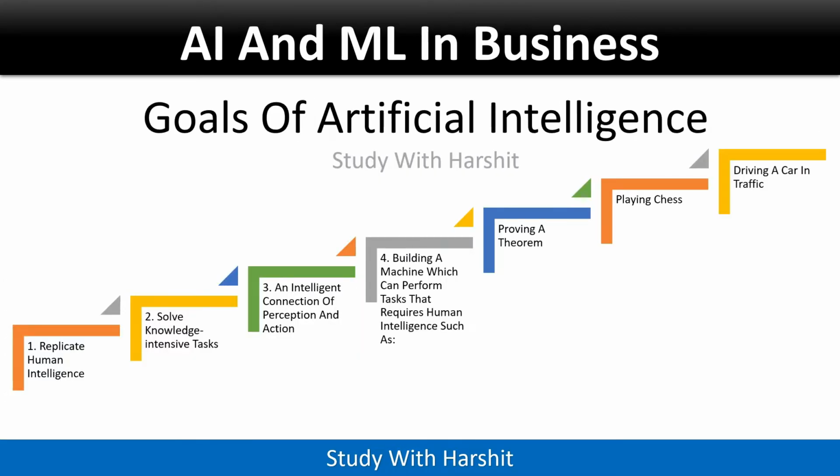Goals of artificial intelligence: first, replicate human intelligence; second, solve knowledge-intensive tasks; third, an intelligent connection of perception and action; fourth, building a machine which can perform tasks that require human intelligence, such as proving a theorem, playing chess, or driving a car in traffic.